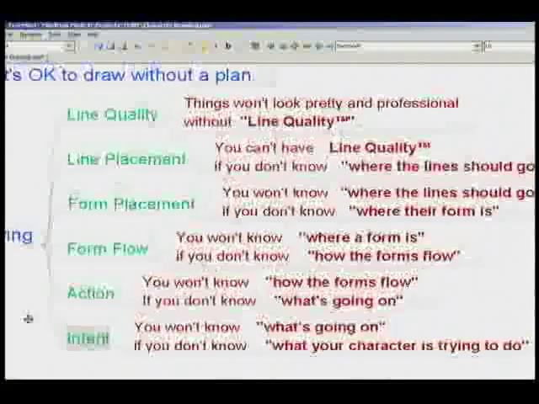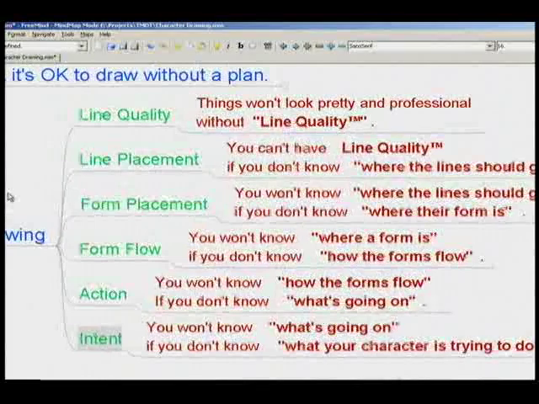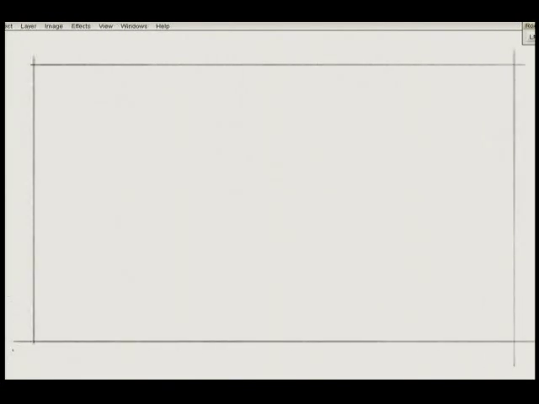Looking here, we have intent, action, form flow, form placement, line placement, and line quality. So let's start a drawing using these things. In terms of line placement, I'm going to draw a frame because I would like all of these lines to somehow wind up somewhere within this page. Frames are important. All right, 4 minutes remaining.